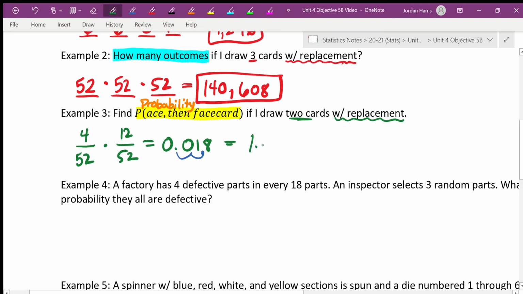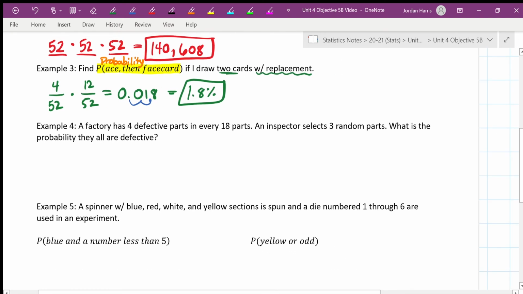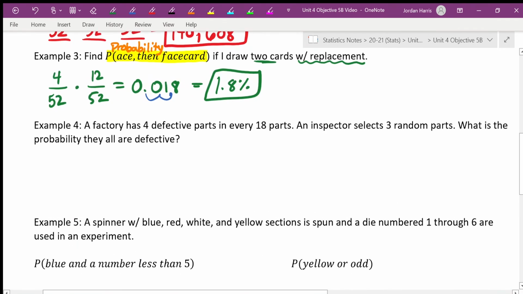Remember, move the decimal twice to the right and write it as a percent. That's usually how I do it because I like percentages. I can understand percentages better or best because it's easy for me. I know 0 is the lowest, 100 is the highest, so close to 0, like this one, is a really low probability.